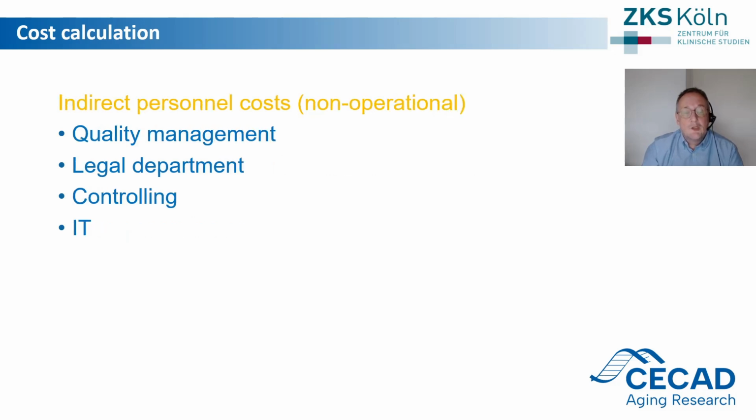And in addition to the direct personnel costs, there are also indirect personnel costs. They are from non-operational departments, like the quality management, the legal department, the controlling, the IT department, not involved directly in the clinical trials, but the costs are there nonetheless.